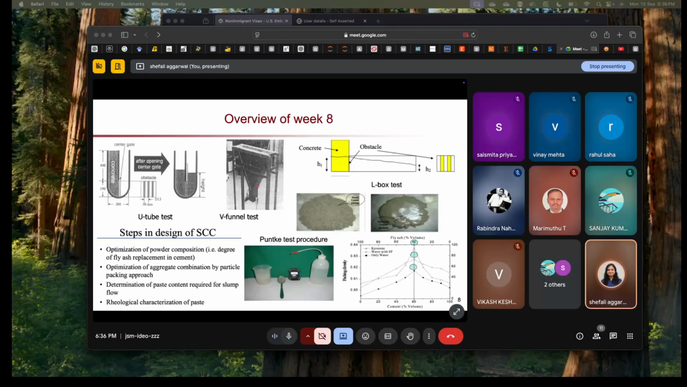The other is the V-funnel test. In this case, we calculate how much time your paste takes to flow completely from this V-funnel to the bottom beaker.